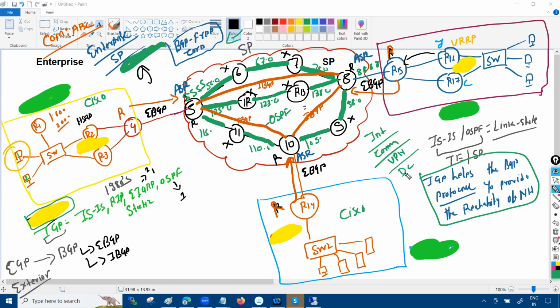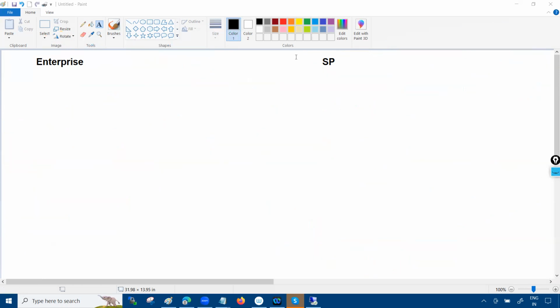Like you can host your own server in the service provider network. That's called the data center services. Many services are provided by the service provider network. Now let's come back to the history. So this is all about the basic difference.